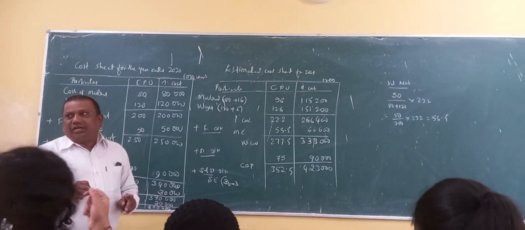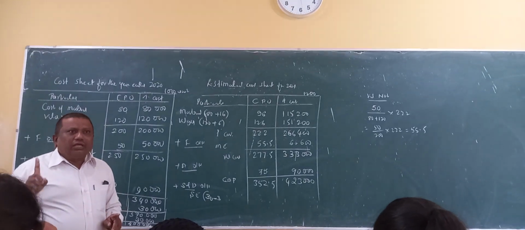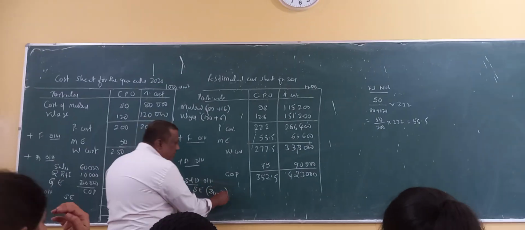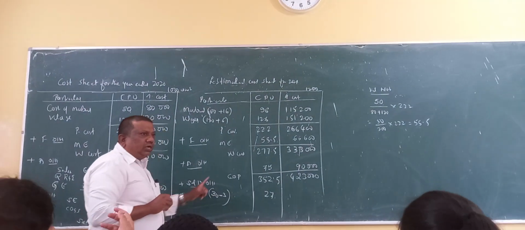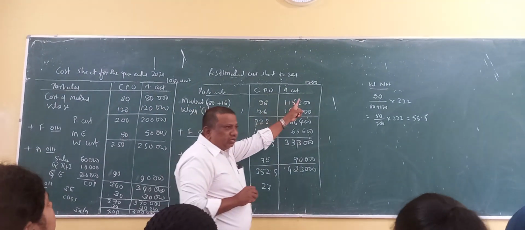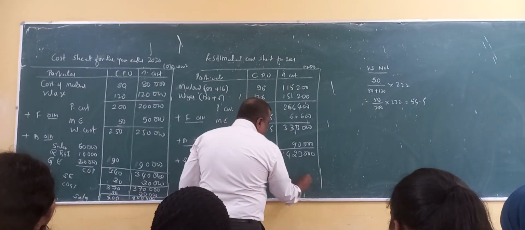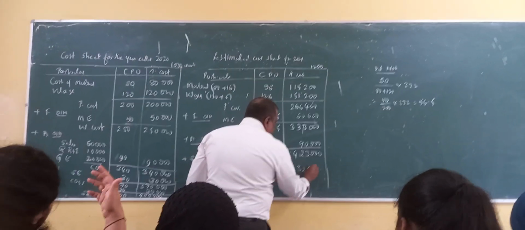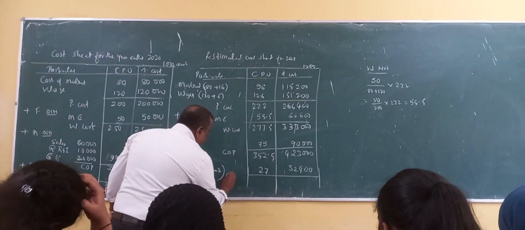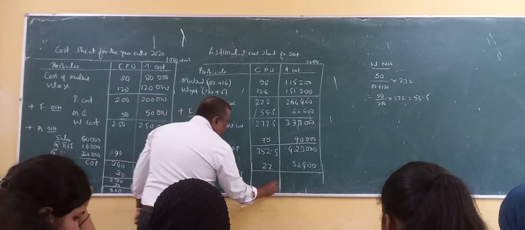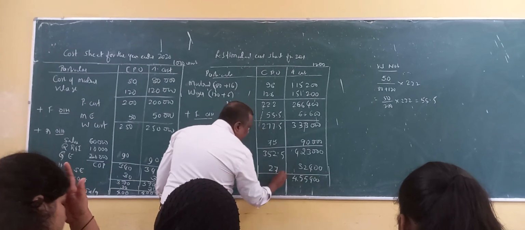30 into 10%, how much is it? 3. So 30 minus 3, how much? 27. Now we are paying per unit 27. For 1,200, just to calculate, how much? 32,400. And cost of goods sold, right? 4,55,400.